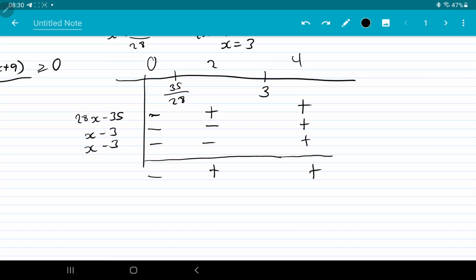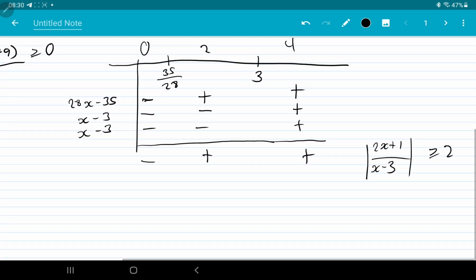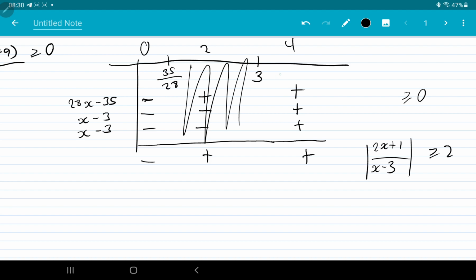So the original value should be (2x plus 1) divided by (x minus 3), and it's bigger than 2. So right now, remember, for bigger than 0, we only can take positive values. So this area and this also will be the inequality that you should find.